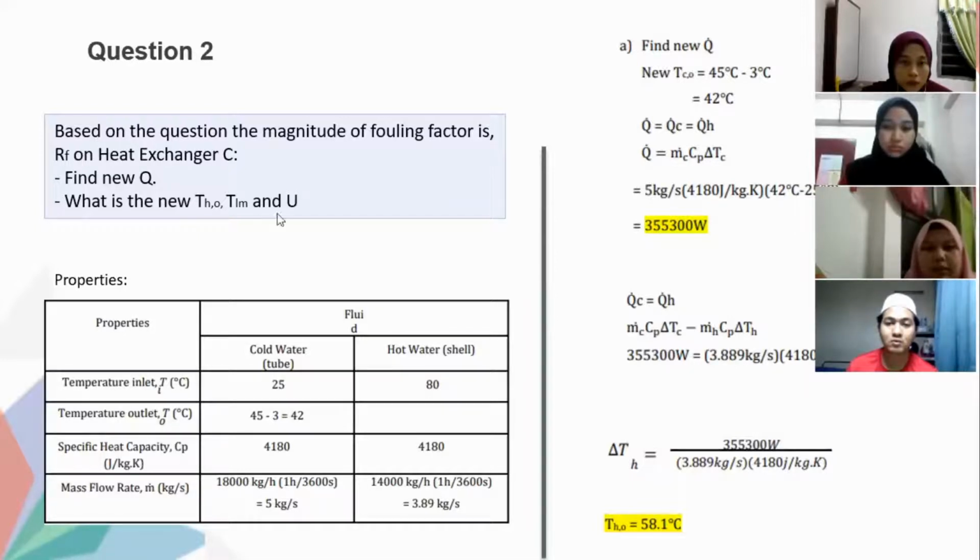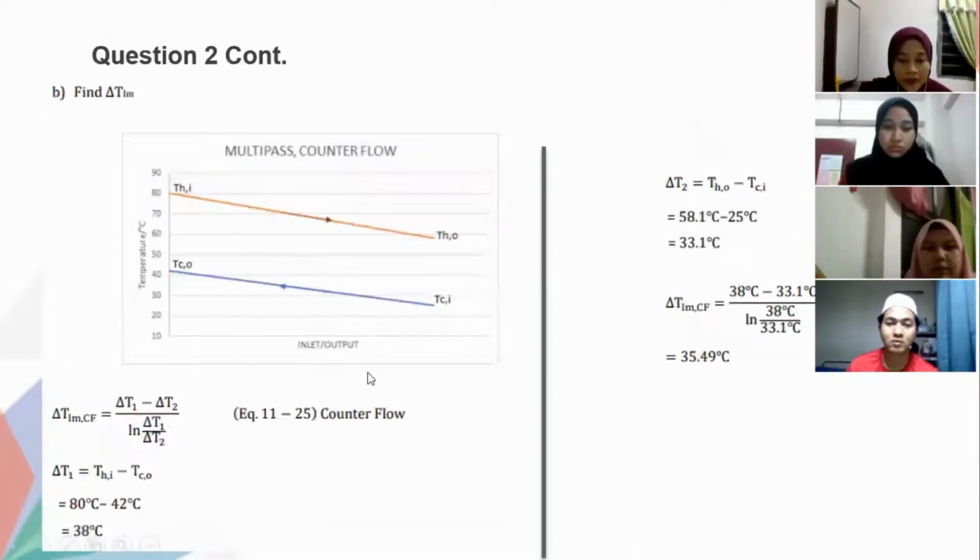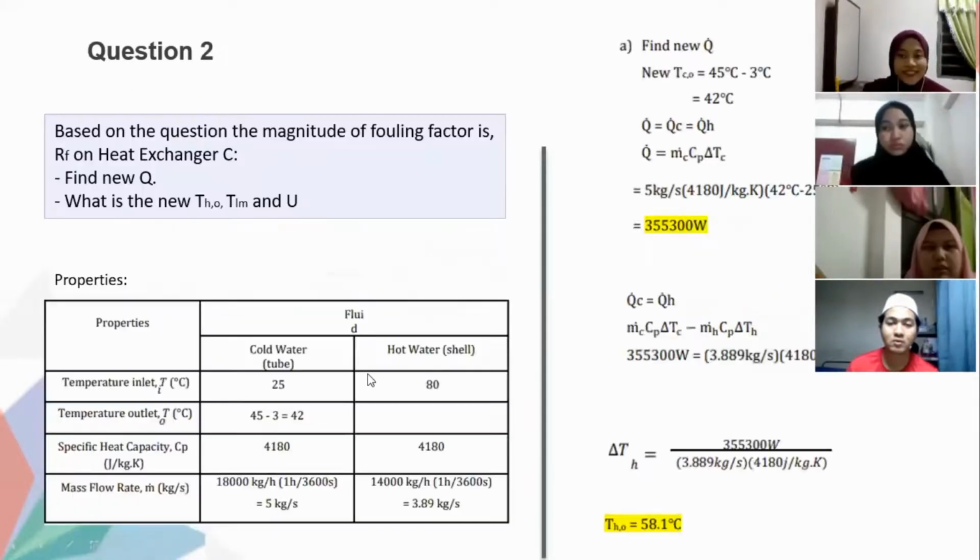The properties that we have are the inlet temperatures for the cold and hot water, and the outlet temperature for the cold water, the specific heat capacity, and also the mass flow rate. So the first thing is we have to find Q, the heat transfer.